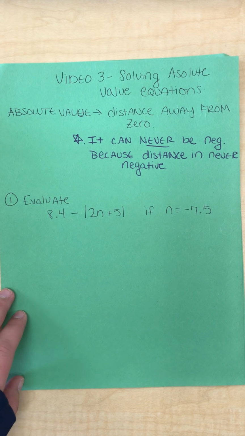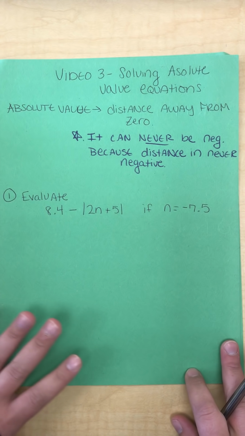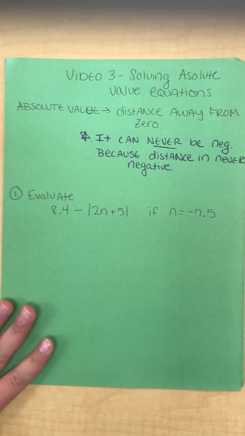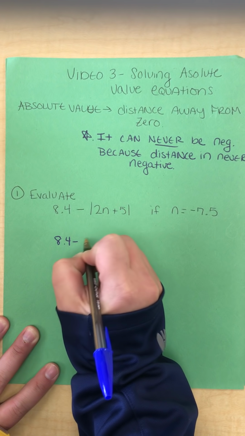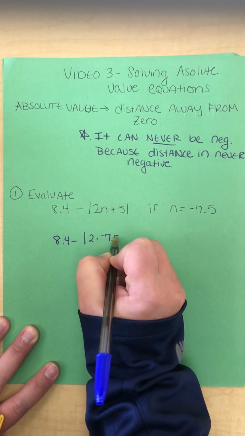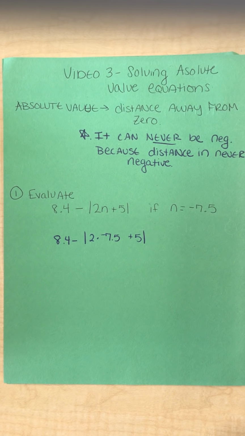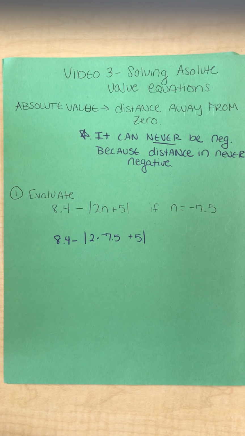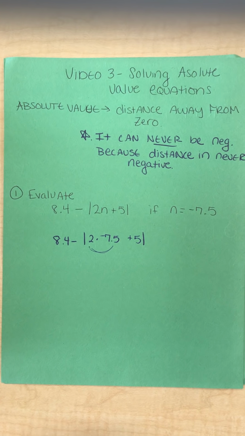Okay, so we're going to start by evaluating this absolute value just to get the idea of them, and then we'll start solving the equations. When we're evaluating, we want to first plug in the numbers that were given, just like back in video 1. So 8.4 minus 2 times my n value, which is negative 7.5, plus 5. So I've got all my stuff plugged in there. My absolute values are going to work similar to parentheses in order of operations, meaning I'm going to work inside those first.